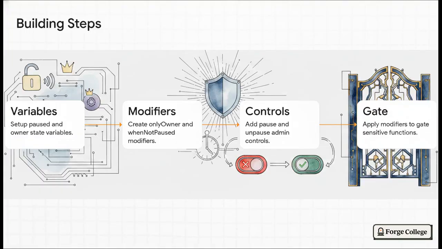Building a functional, minimal circuit breaker really boils down to 4 straightforward steps. 1. Set up your state variables. 2. Create your modifiers. 3. Wire up your admin controls. And 4. Gate the critical functions. Let's walk through the actual code for each of these.